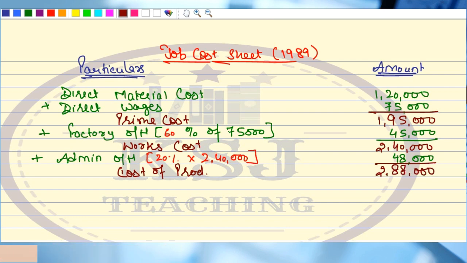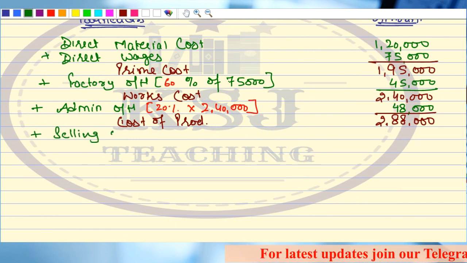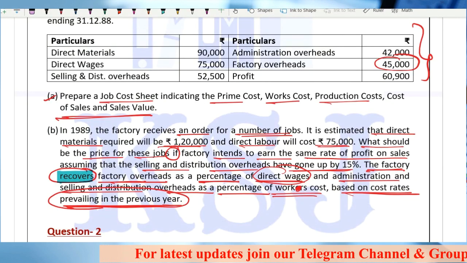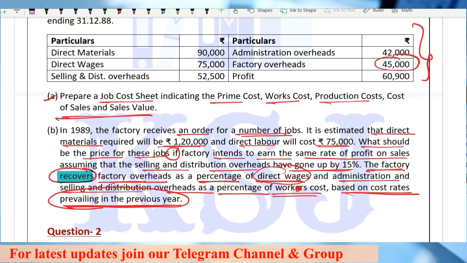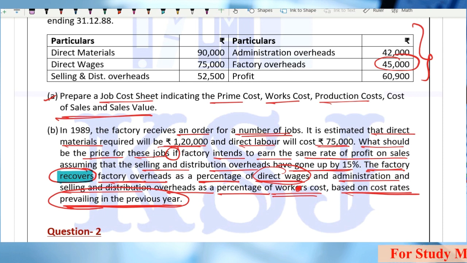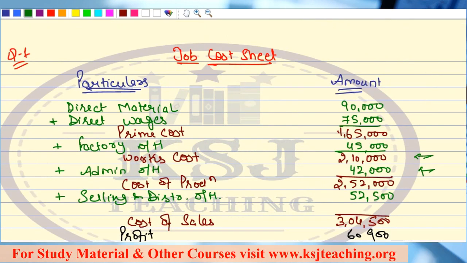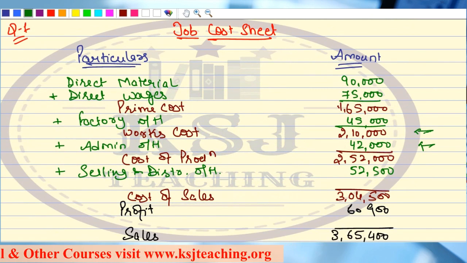2,88,000. Now, in the cost of production, what we are going to add is selling overheads. What is the information given regarding the selling overheads? It is the same information that selling and distribution overheads are recovered as a percentage of works cost. But the percentage is missing. So we have to calculate that absorption percentage on the basis of the budgeted data of the previous year. Selling and distribution overheads 52,500 and works cost is 2,10,000.